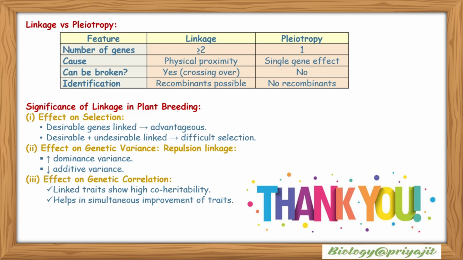So, significance of linkage in plant breeding. Effect on selection: desirable genes that are linked are advantageous, and desirable plus undesirable linked genes make selection difficult. Effect on genetic variation and repulsion linkage: dominance variation will be increased, and additive variance will be decreased. Effect on genetic correlation: linked traits show high co-heritability, which helps in simultaneous improvement of traits.